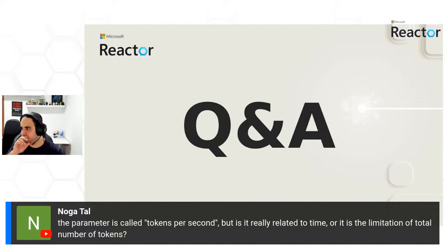So the token per second or per minute is the limitation we get from the Azure OpenAI service or the OpenAI APIs, and it's a further limit that we get from using those APIs, which is in addition to the token limit we get from each LLM.